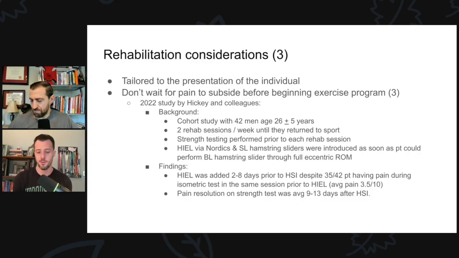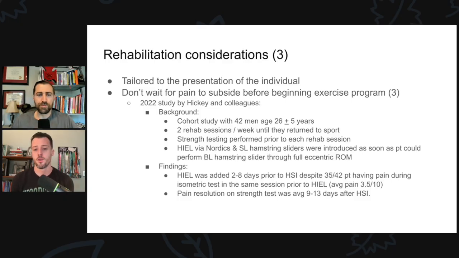So if you do want to look up some of his papers, I think he has a lot of good stuff out there. And a little bit of background about this study is it was a cohort study with 42 men, average age 26 plus or minus 5 years. They did 2 rehab sessions per week until they returned to sport.